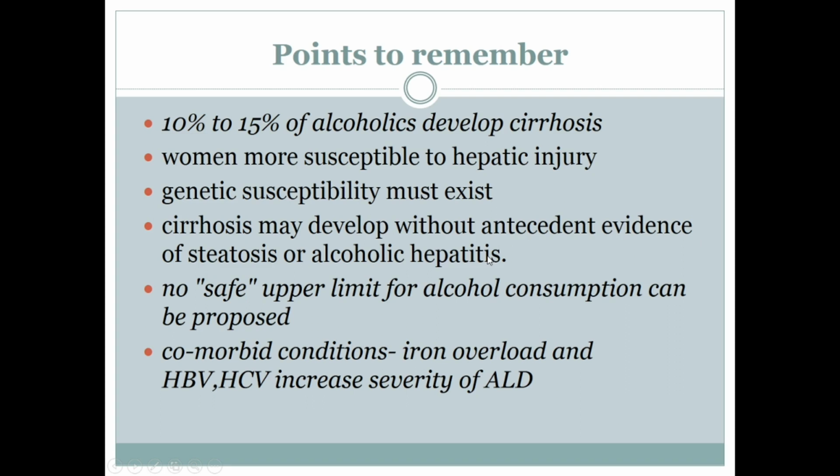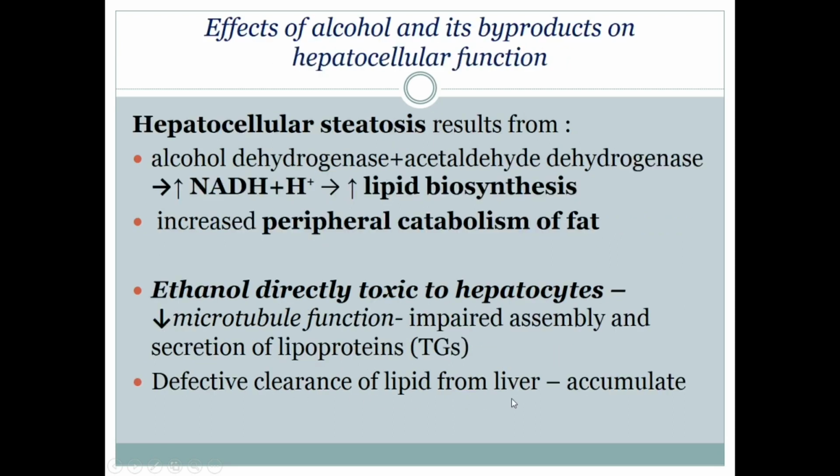Cirrhosis may develop without antecedent evidence of steatosis or alcoholic hepatitis. So it needn't be that a patient has to go through that same clinical progression which I showed you. It may develop into cirrhosis without any explanation to us. Okay, so there's no safe upper limit for alcohol consumption, and comorbid conditions like iron overload, HBV, HCV can increase the severity of alcoholic liver disease.